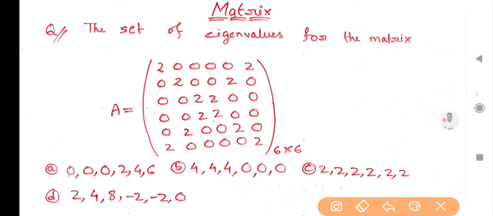We all know that the sum of the eigenvalues is the trace of the matrix. So, the trace of this matrix is nothing but 12. Okay. So, in option A, the sum of eigenvalues is 12. In option B, this is also 12. In option C, this is also 12. And in option D, this is also 12. So none of these options got eliminated by evaluating the trace. So we have to find another approach. Okay.